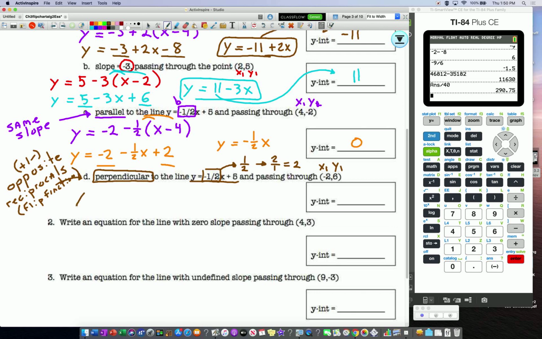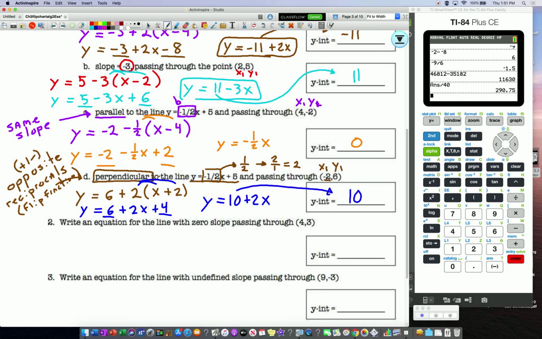So as I plug this in, y equals the y1 value, which is 6. My slope now is 2 times the quantity x minus a negative 2 makes a positive 2, because again, a minus makes a plus. Sorry, I'm getting a little spinning wheel there for a second. So now I can distribute just like I've been doing on the other ones. y equals 6 plus 2x plus 2 times 2 is 4. 6 plus 4, now combine the like terms. y equals 10 plus 2x. So my y-intercept here is 10.